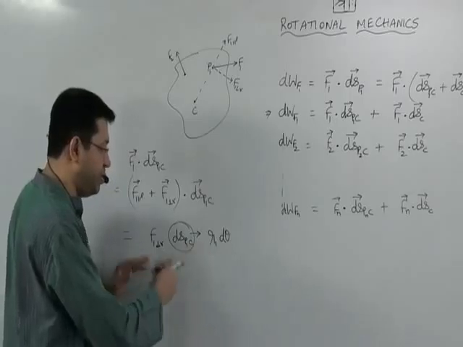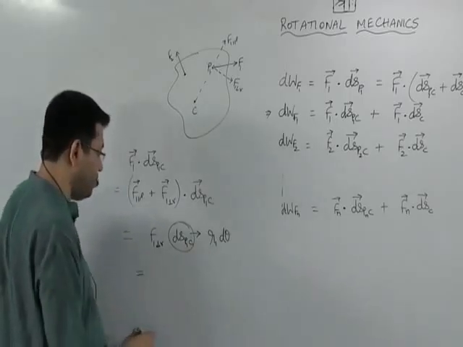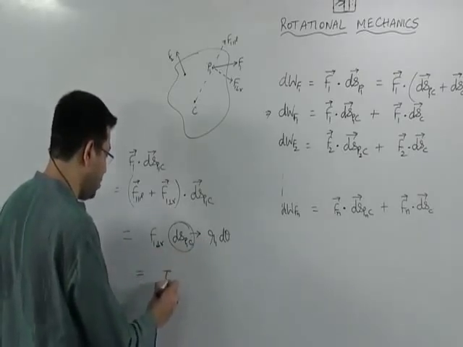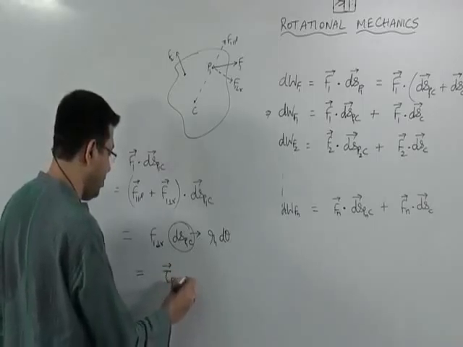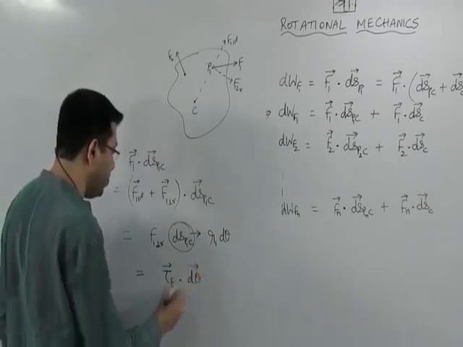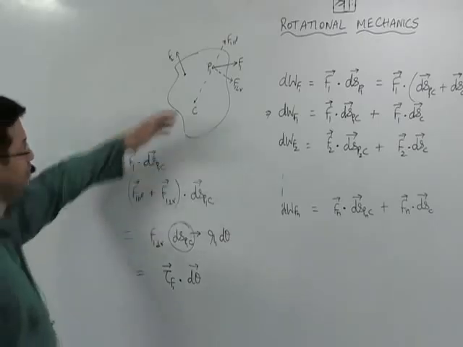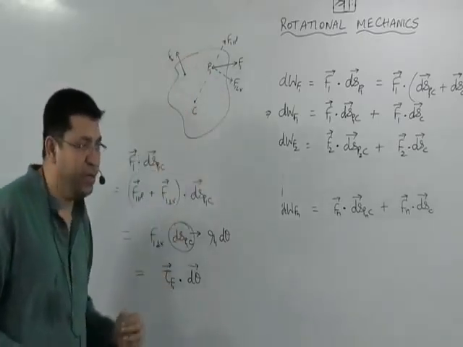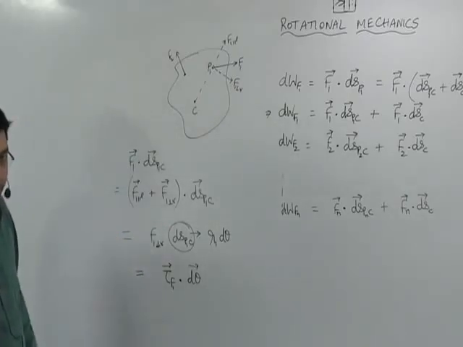If you want to write this in vector notation, what is this? Torque due to force F1 in dot product with d theta. It will take care of the sign as well. Even if omega is in this direction or in this direction, d theta vector will be in the direction of omega.